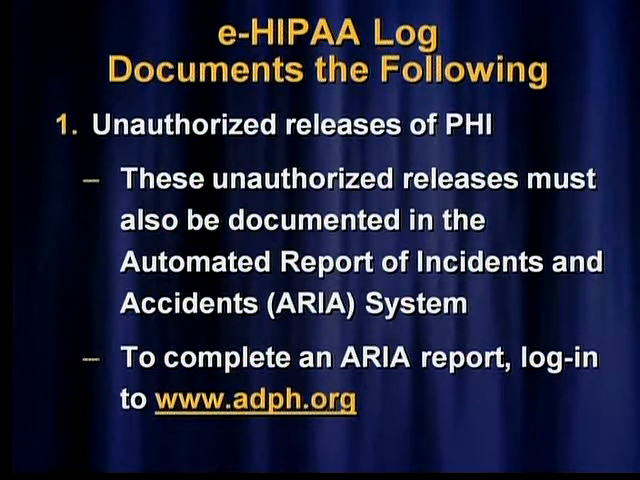I know everybody out there knows exactly how to fill out an ARIA at this point, but just in case you don't, make sure that you go to the adph.org website. In the top right-hand corner, you will see an opportunity for you to log in. Once you do that, you'll put in your LCMS username and password. And as you look down the list, you will see Automated Reports of Incidents and Accidents, or the ARIA, and you'll click on that in order to report a breach. So a breach is one example of a non-routine disclosure.